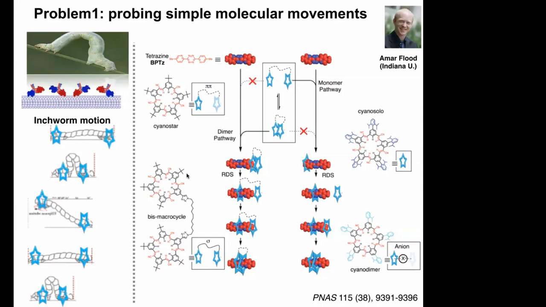And in fact, this problem came a little bit later, but let me tell you the story in a way that follows a narrative. So the problem is that you have this cyanostar ring, and this ring needs to be threaded on a tetrazine track.